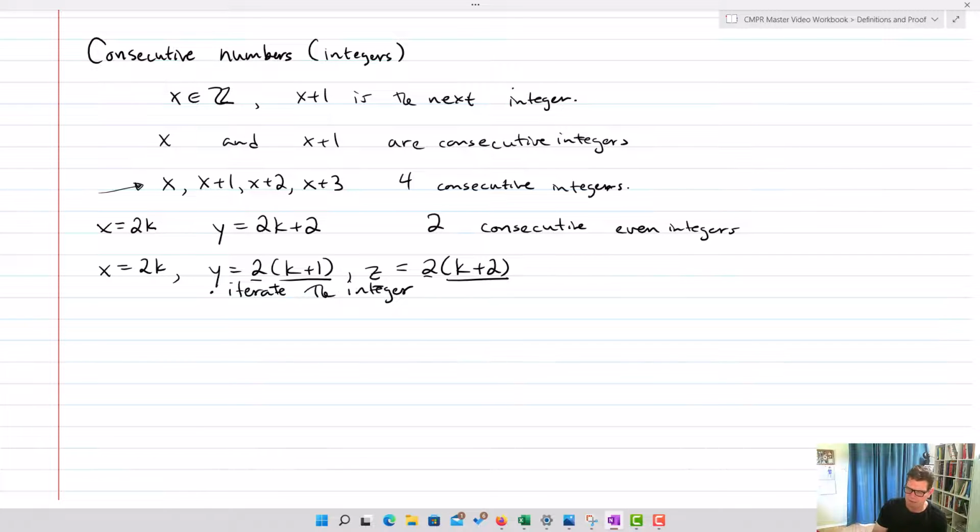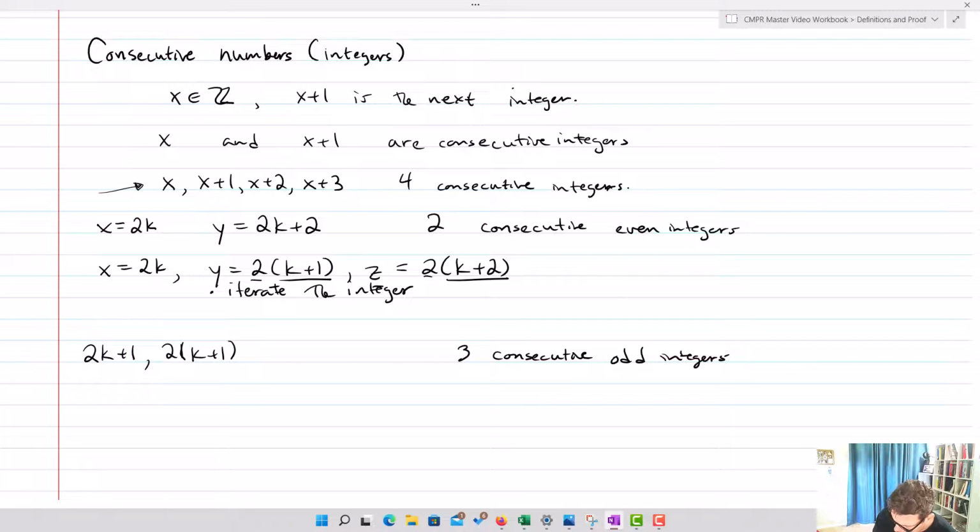Think about it from the perspective of, let's say, for example, I want to do 3 consecutive odd integers. How I'm going to do something like that is it's going to look like this. It's going to be 2k plus 1, and then it'll be 2 times k plus 1 plus 1, and then it'll be 2 times k plus 2 plus 1. And you can imagine you can do that forever just by iterating each and every one of those integers. And so that's how we generate consecutive integers.